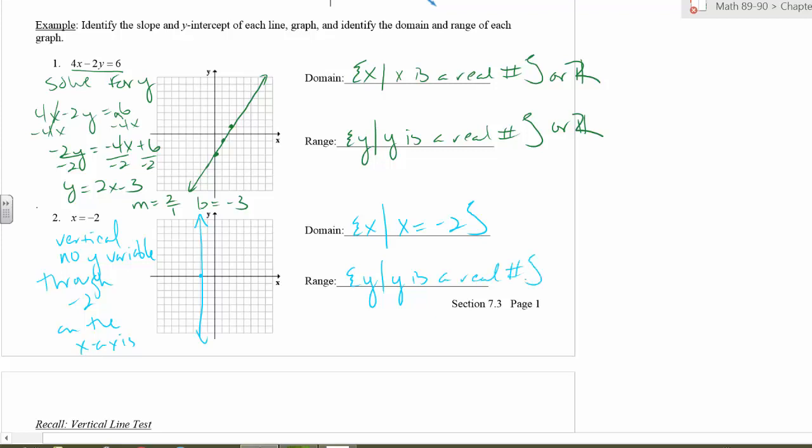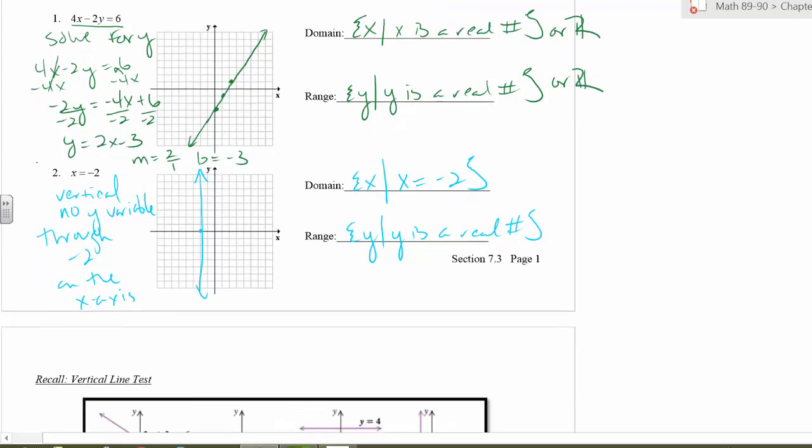So for vertical lines, you're just going to have a single number for your domain, because that's the only x value that's ever taken on. If you look at those ordered pairs, you would have (-2, 0), (-2, 1), (-2, 2). The x keeps repeating as -2. All right, let's move on.